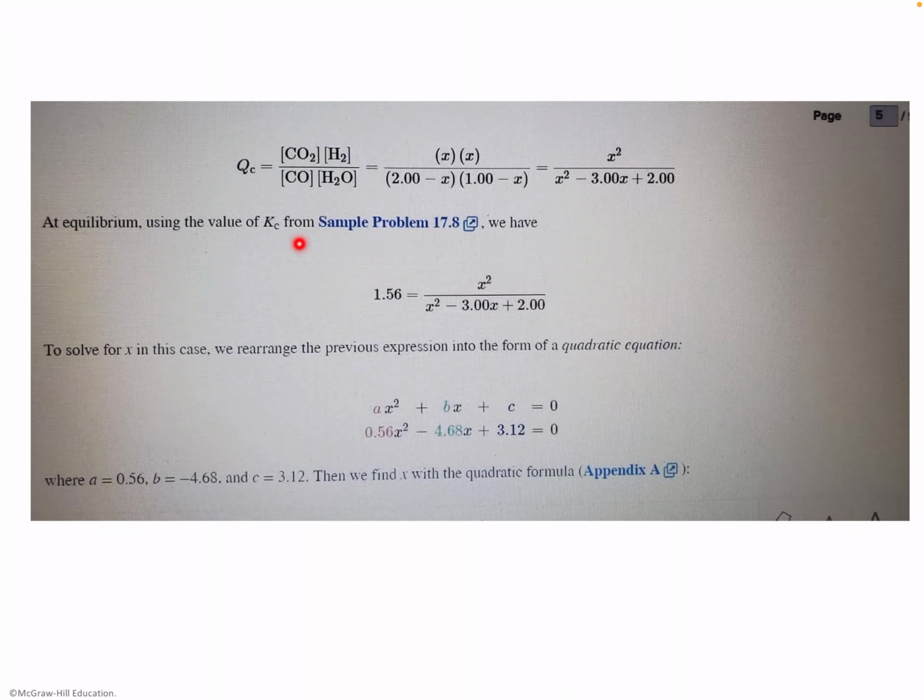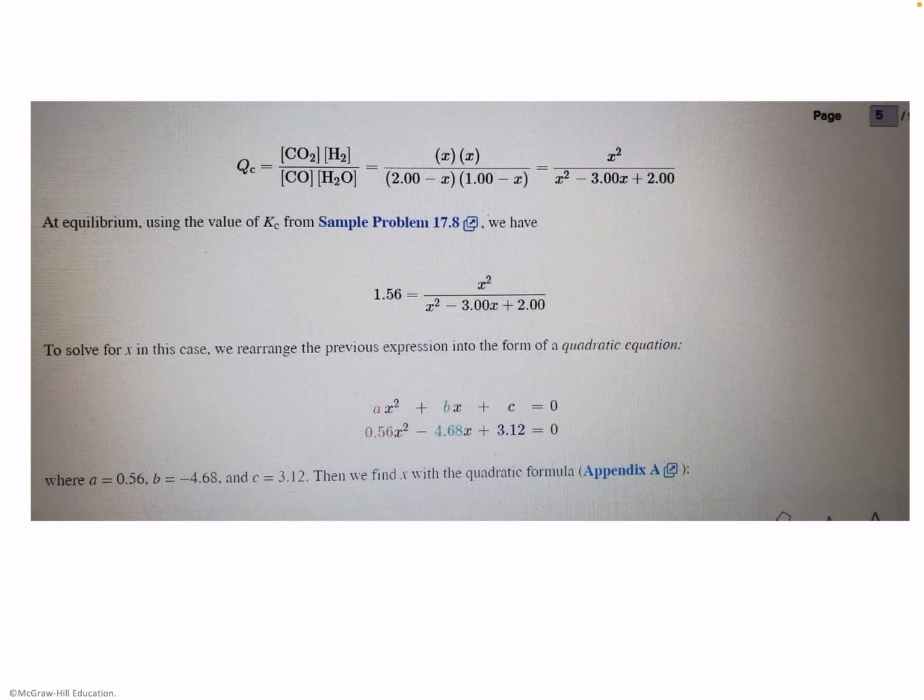Okay. So at equilibrium, using the value of Kc. In the previous one, remember, we had the value of Kc as 1.56. So we can use the same one as the previous one, 1.56. So Kc at equilibrium, 1.56, equals x squared over x squared minus 3x plus 2. Now to solve for x in this case, we rearrange the previous expression into the form of a quadratic equation. So if you start with 2 different initial concentrations, in order to solve for x, we have to go for a quadratic equation.